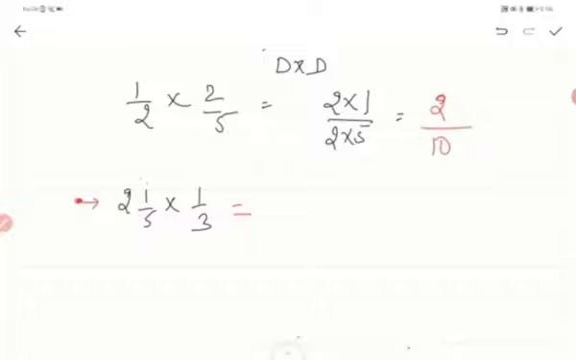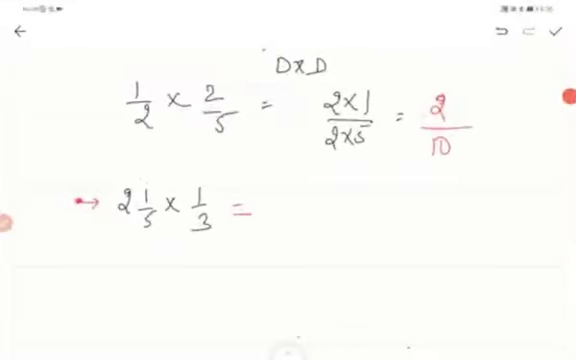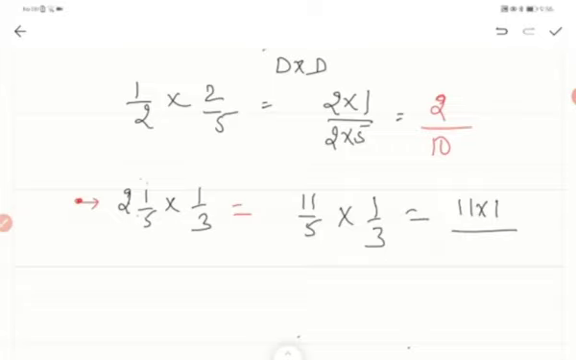So we have 2 1 by 5 multiplied by 1 by 3. Alright, so since 2 1 by 5 is a mixed fraction, we will first convert it into an improper fraction. So this will be 5 into 2, 10, plus 1, 11 by 5 into 1 by 3. So this is numerator into numerator, it is 11 into 1 divided by denominator into denominator, 5 into 3. So this is 11 by 15.